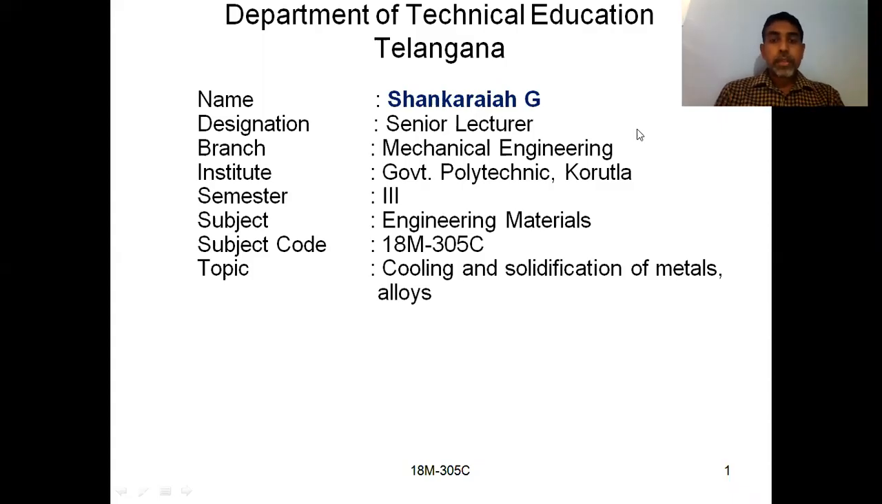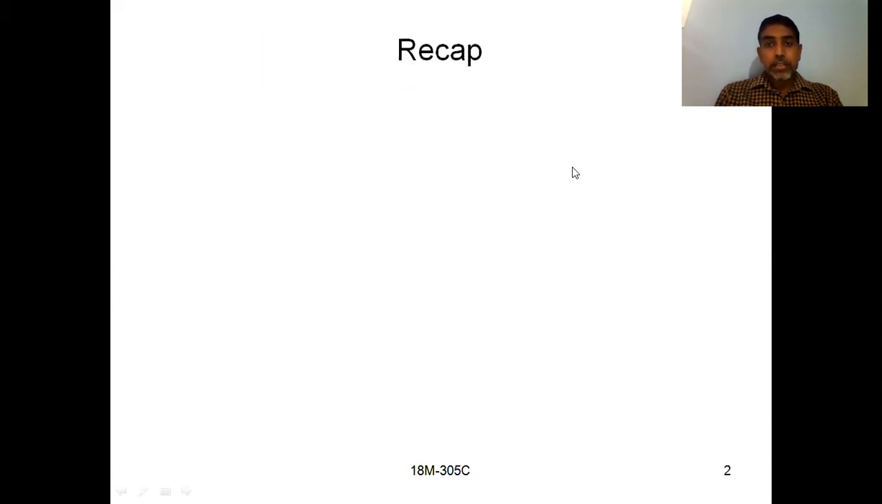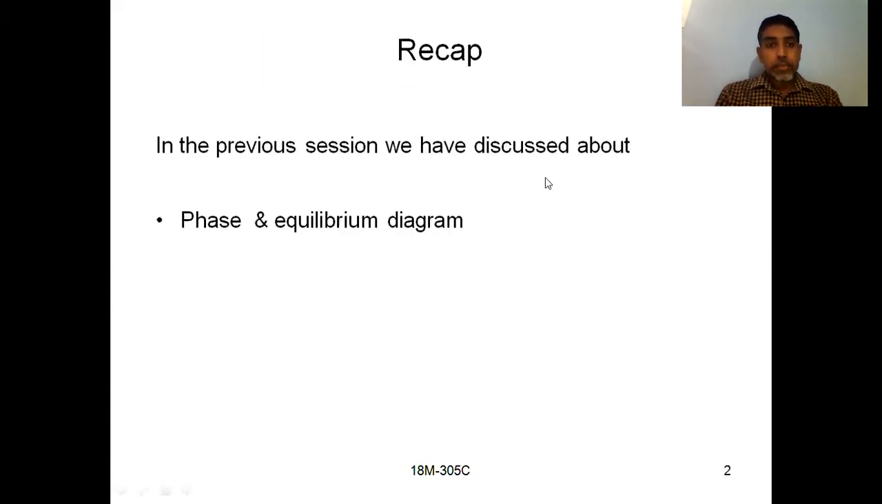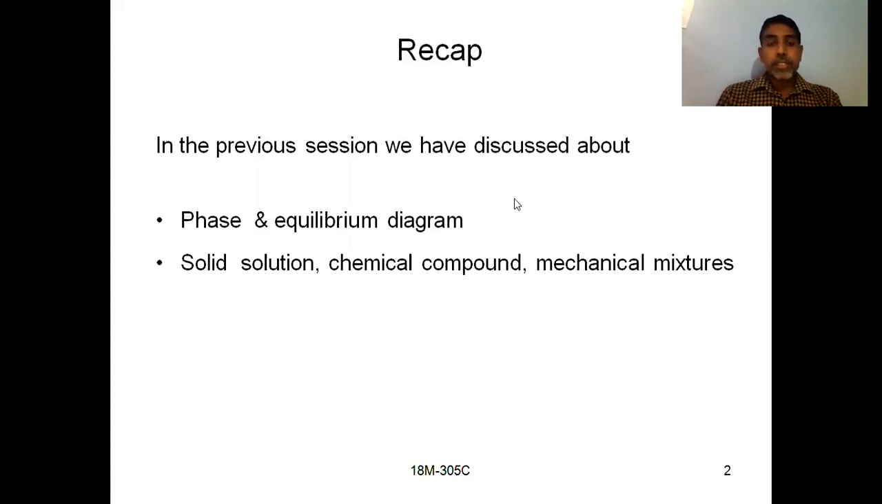Hello students. So we are going to discuss cooling and solidification of metals and alloys. In the last session, we discussed what is a phase and what is an equilibrium diagram or a phase diagram, the definition of a solid solution, and the different types of solid solutions. So we have substitutional solid solution and interstitial solid solution, and we discussed what is meant by a chemical compound and a mechanical mixture and the difference between them.